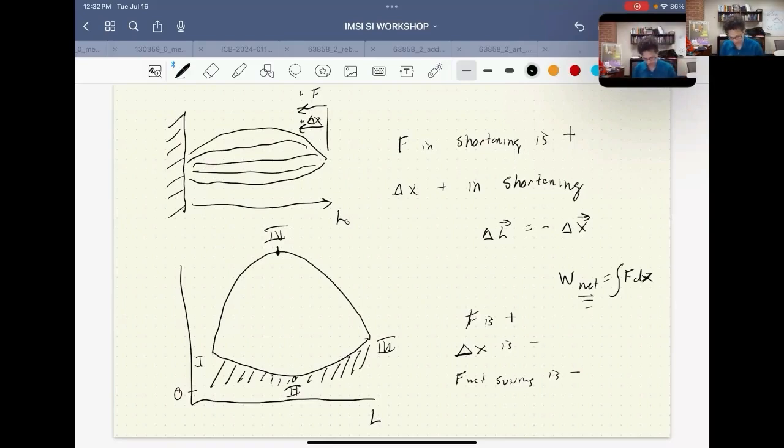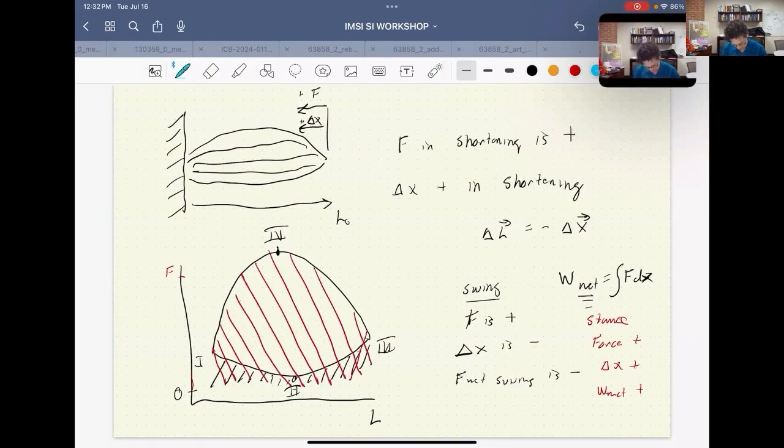Okay. So that was during swing. Now we can do it during stance. During stance, the force is still positive. Now delta X is positive and the work net is positive. And that's going to be the integral under this curve. And when we do this integral under this curve, we still have to integrate all the way down to 0.